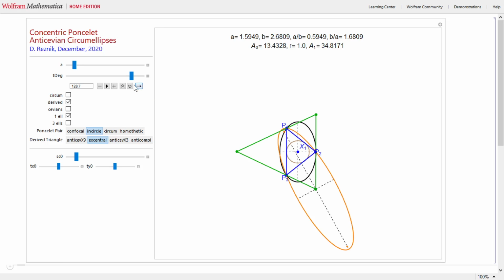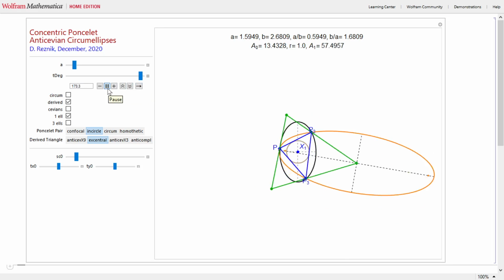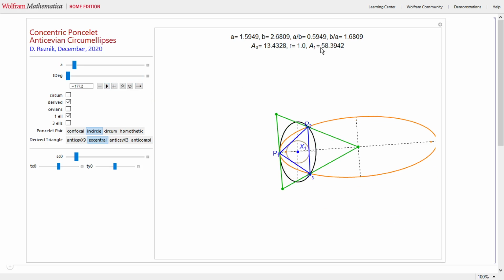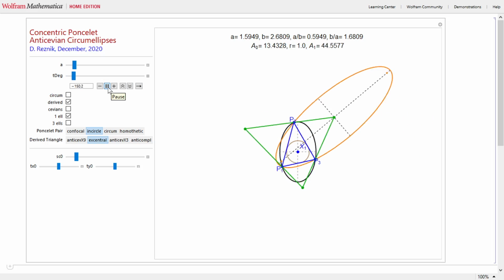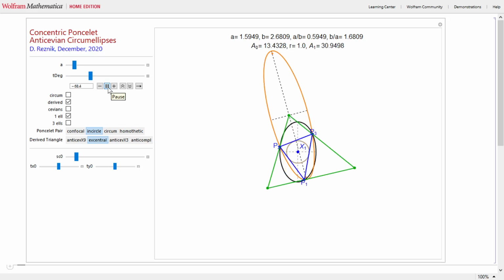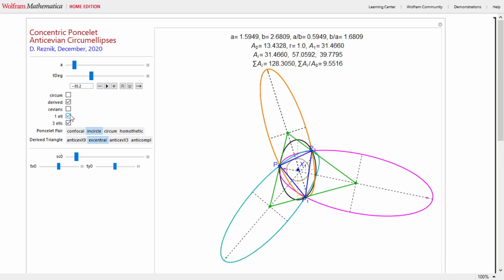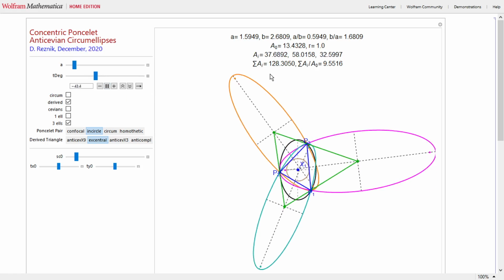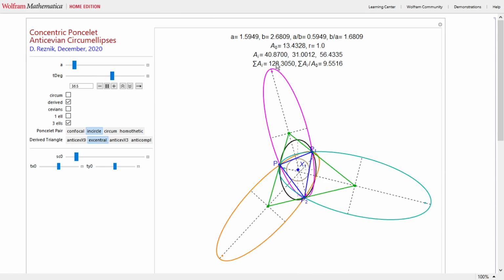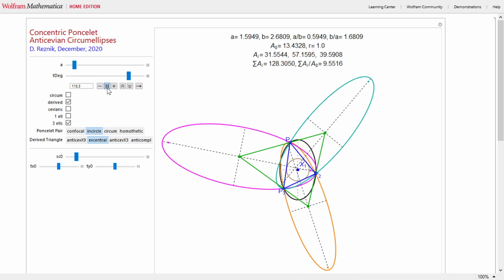Now I can first of all animate this, and notice that the area of the circumellipse is variable. However, when I draw the three like-defined circumellipses shown here, each one of them having a center on a distinct excenter, we get this interesting result that the sum of their areas is invariant. Okay, so this video is about trying to generalize this to other concentric Poncelet pairs.